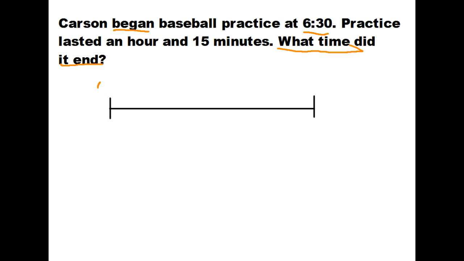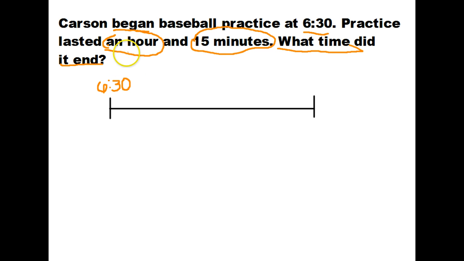So I'll take that to the beginning of my timeline then. So we know we started at 6:30. And our variable, what we don't know, is the ending time. We also know that practice lasted an hour, which of course means just one. And 15 minutes. So that's how much time elapsed. An hour and 15 minutes elapsed from 6:30 until the end of practice.